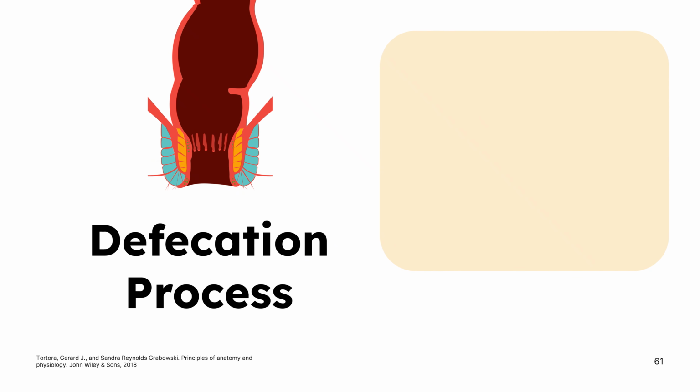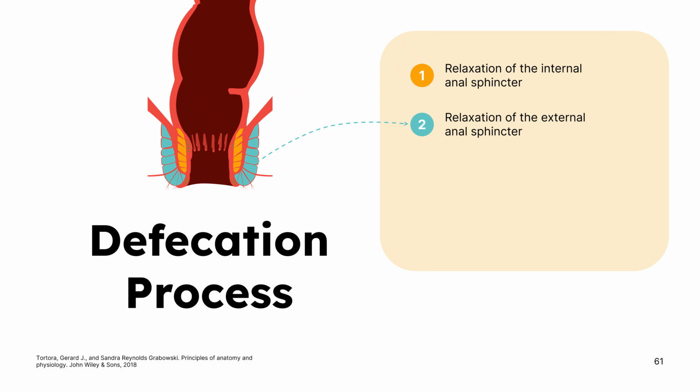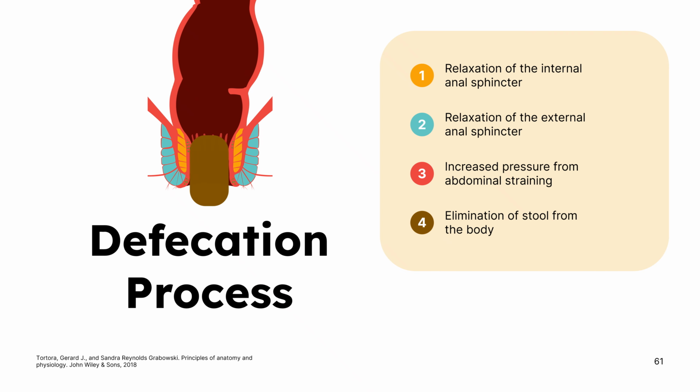There is a series of coordinated steps that enable the elimination of waste from the body, beginning with the relaxation of the internal anal sphincter, an involuntary response triggered by stretch receptors in the rectum signaling the brain. This allows stool to move closer to the anus. Following this, the external anal sphincter, which is under voluntary control, relaxes in response to brain signals, enabling further stool movement. Simultaneously, contraction of the abdominal muscles increases intra-abdominal pressure, assisting in pushing the stool out of the rectum. Finally, with both sphincters relaxed and sufficient pressure applied, the stool is expelled, completing the defecation process.